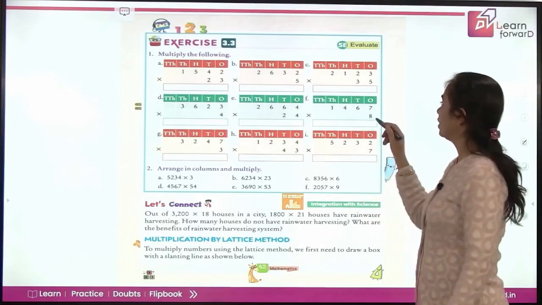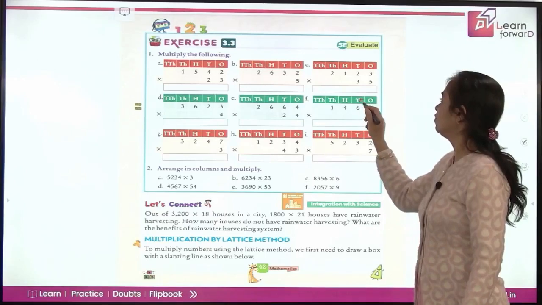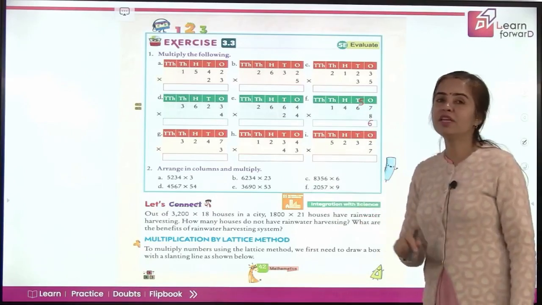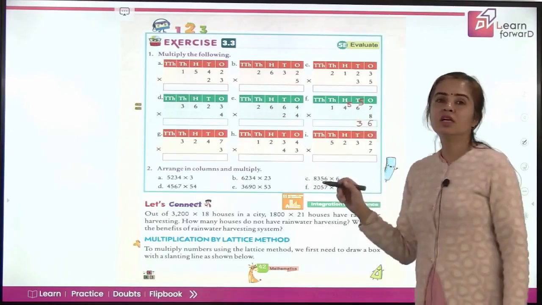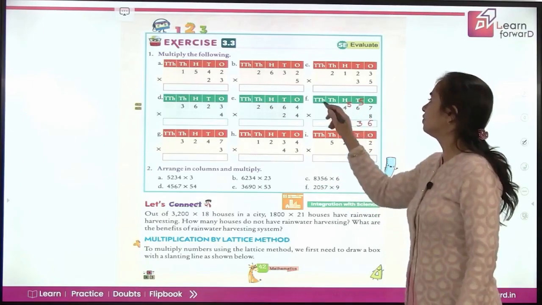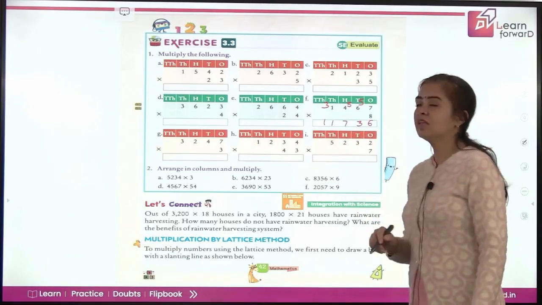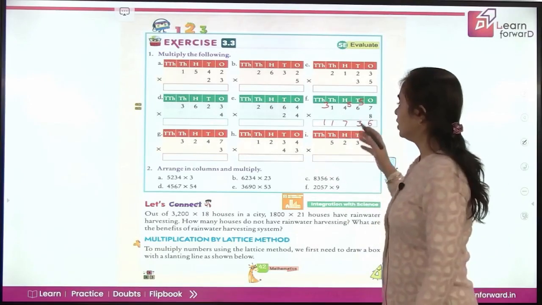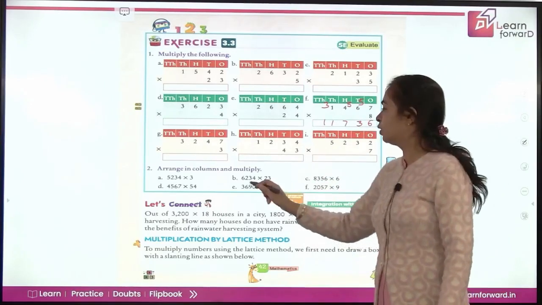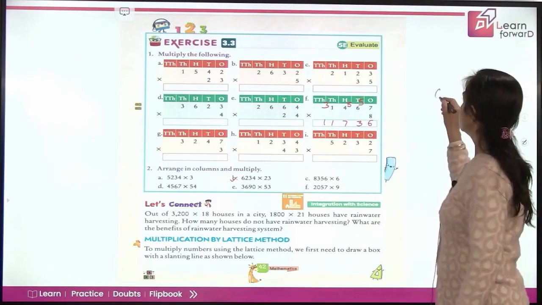Let's do one here. 8 7s are 56. 6 carry 5. 8 6s are 48. 48 plus 5, 53. 8 4s are 32 plus 5, 37. 8 ones are 8 plus 3, 11. So you get 11,736 as your product here. When you have to multiply by 2 digit, let's do one question from here. This is 6234.